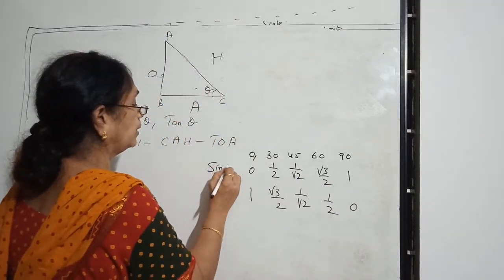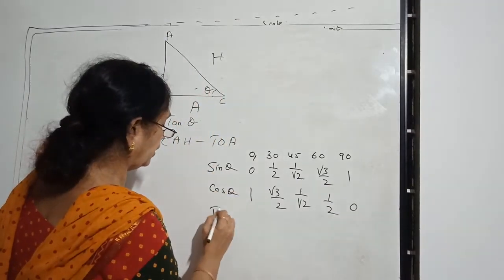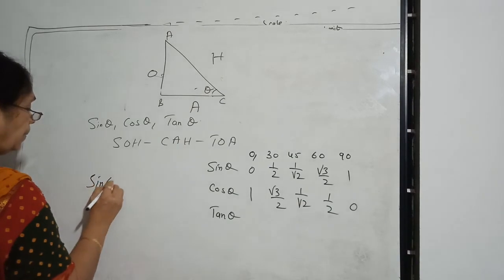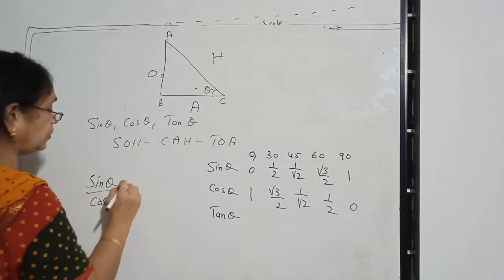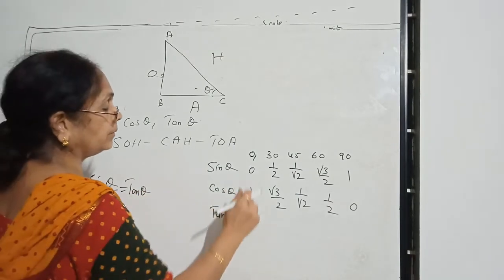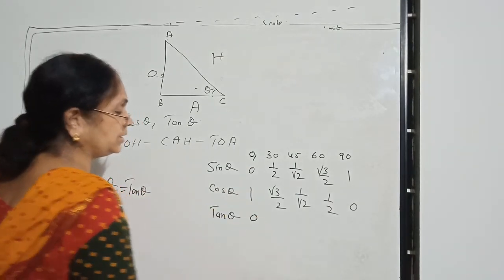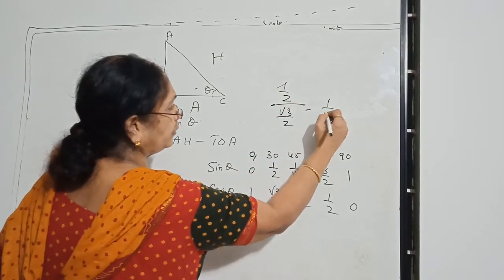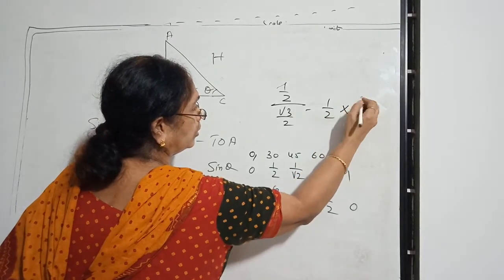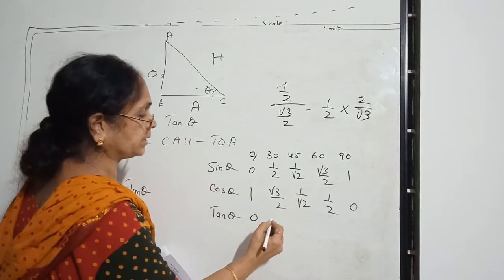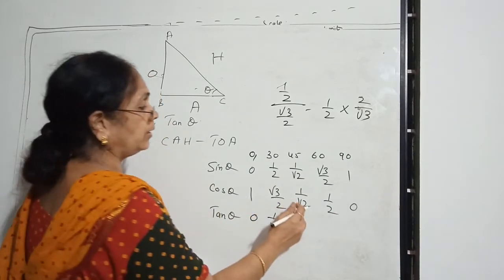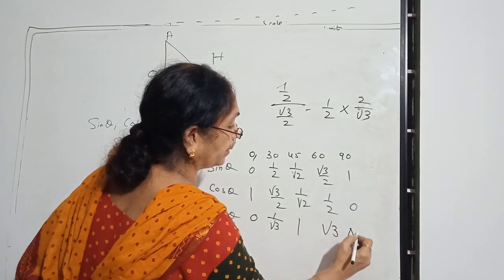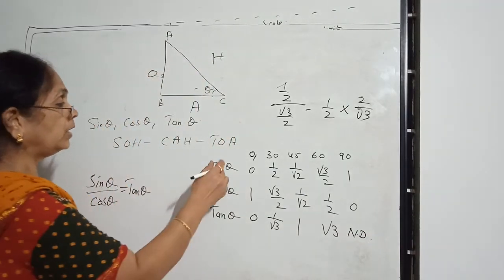This is sin theta, cos theta. Now tan theta, the relation between the three: sin theta by cos theta gives you tan theta. So here this is 0 by 1, which is 0. Now 1 by 2 divided by root 3 by 2 is nothing but 1 by 2 into 2 by root 3. So here in division you should invert the denominator. Now 2 cancels, giving 1 by root 3. And 1 by 0 is not defined. Now these are the three ratios.